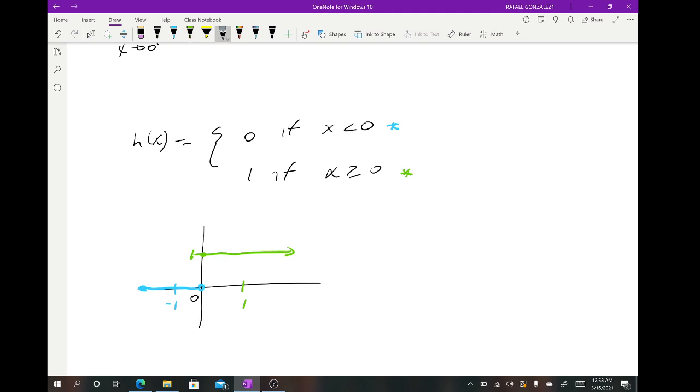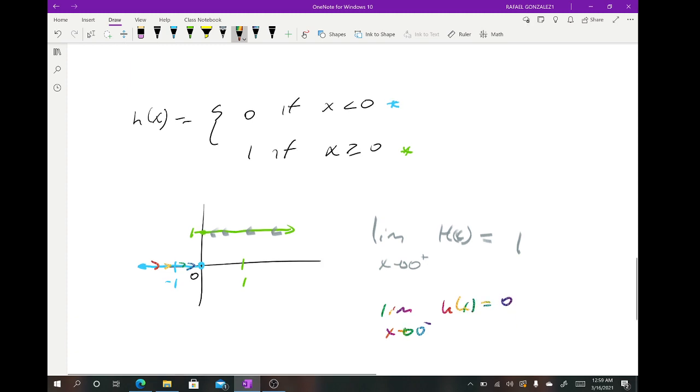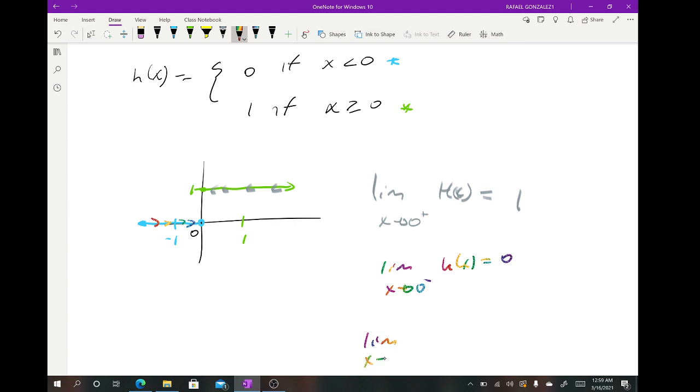So if somebody told you to find the limit as x goes to 0 from the right side of h of x, then you could clearly tell them that as you move in this direction from the right side, the limit is 1. And if you're moving from the left, the limit as x goes to 0 from the left of h of x is equal to 0. Clearly, the limit from the right side is not equal to the limit from the left side of h of x.